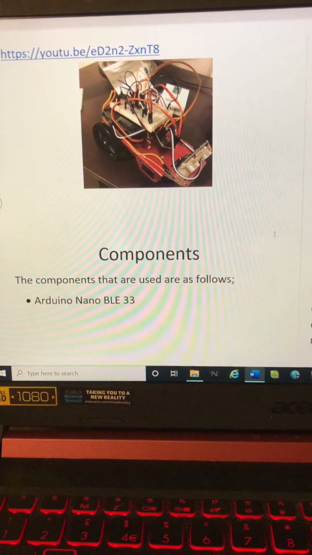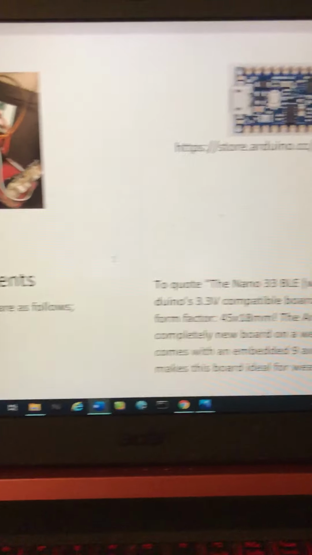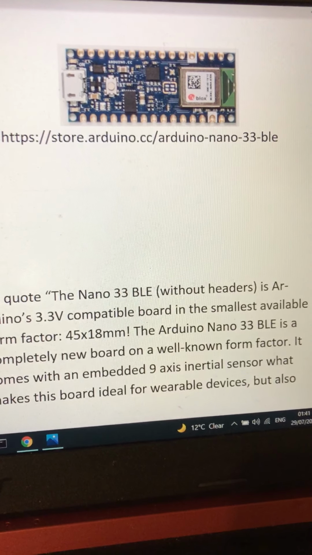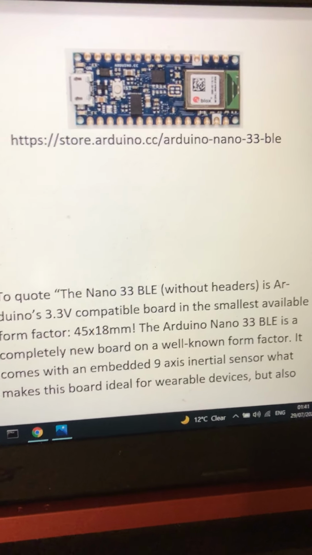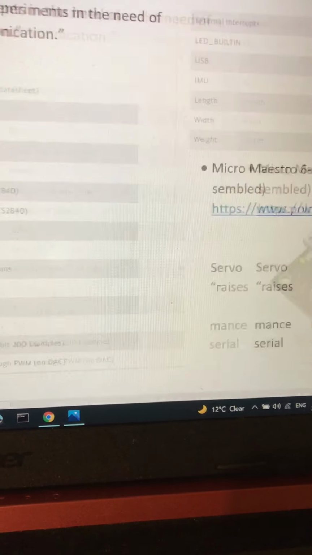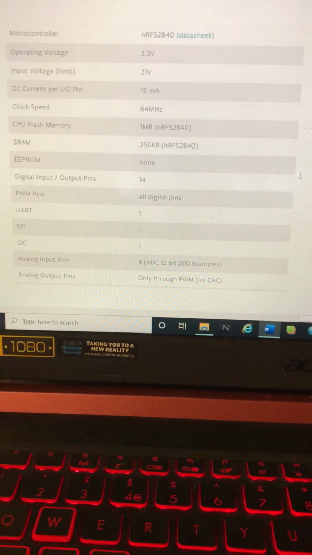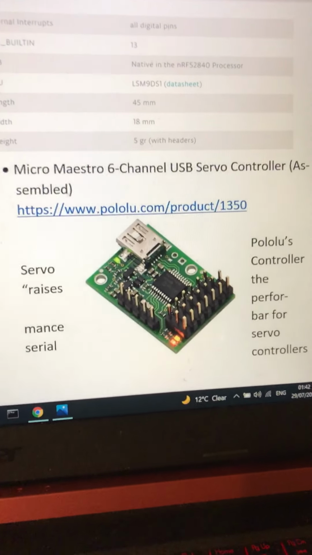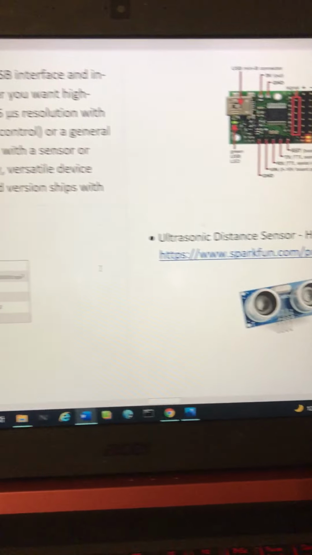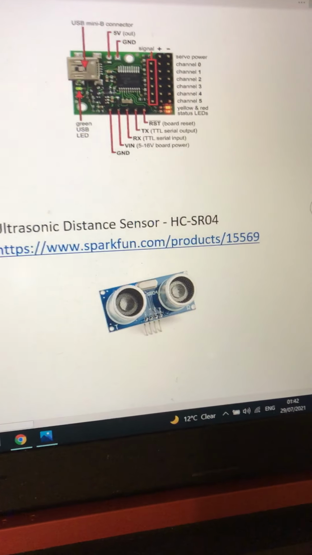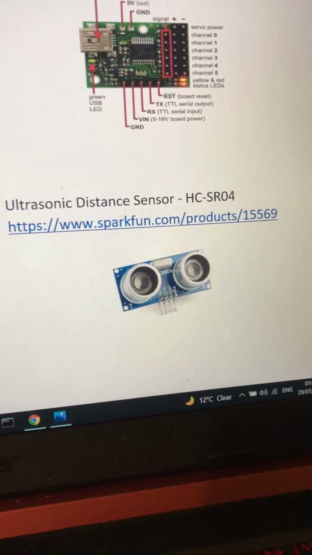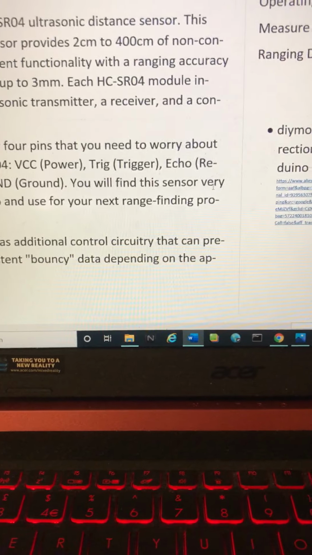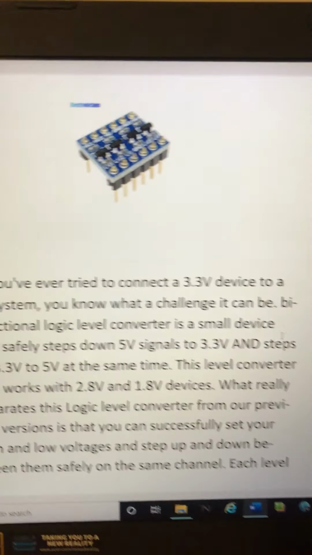So here are the components that we used. So the Arduino. This goes through a lot of the components that we used and the specifications of what exactly we're using, which you can read up on in my report. You've got the servo controller there. The ultrasonics, which were the problem child of my, I guess, project assignment. And you see the level shifter.